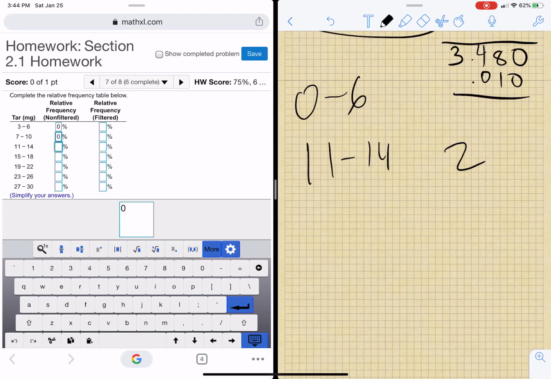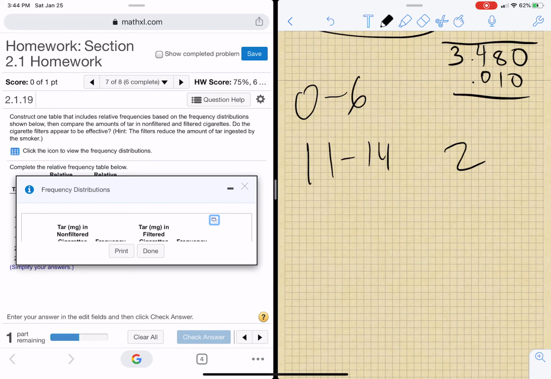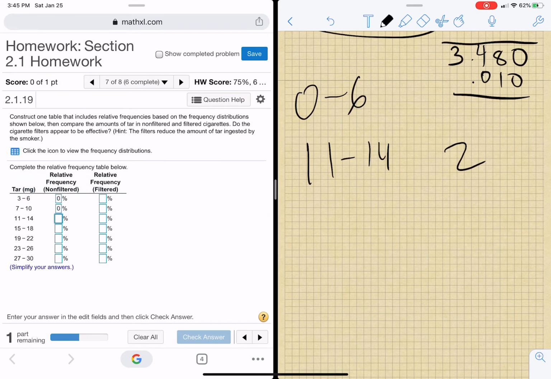Okay, now 11 to 14, there was 2, but we have to be careful because it's a percent. So we have to figure out how many are in there all together. And there's probably 25. Okay, 15, 21, 22, 23, 24, 25. There's 25. So 2 over 25 is the same thing as 8%. You just put it in your calculator, you'll see 0.08. The way I did it is just times this by 4 to get 100, and then times this by 4 to get 8. So 8 over 100 is 8%. So that's 8.